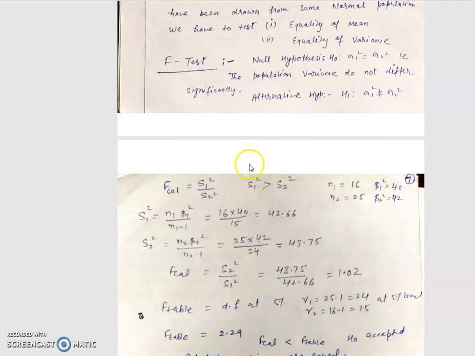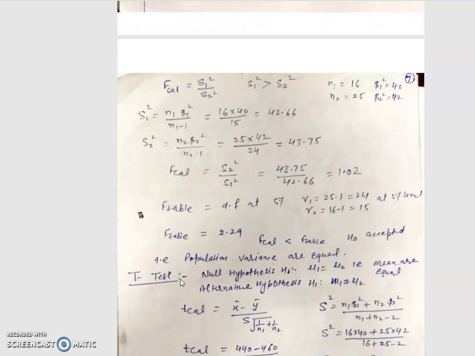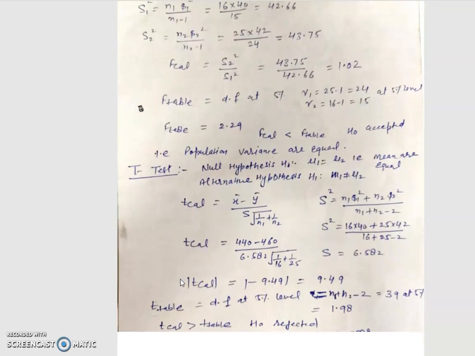Now n1 and n2 are 16 and 25. That's why we find S1 square and S2 square. Now S1 square is 42.66 and S2 square is 43.75. Therefore the value of S2 square is greater than S1 square, so the formula for F calculated is S2 square upon S1 square. This value is 1.02.